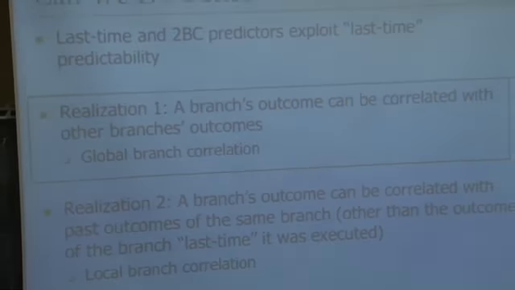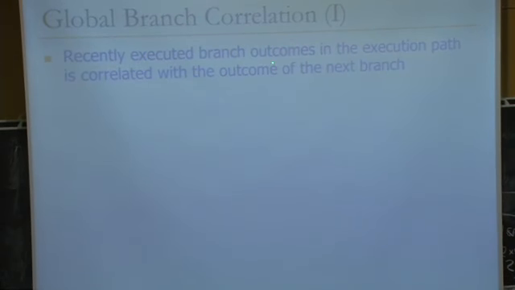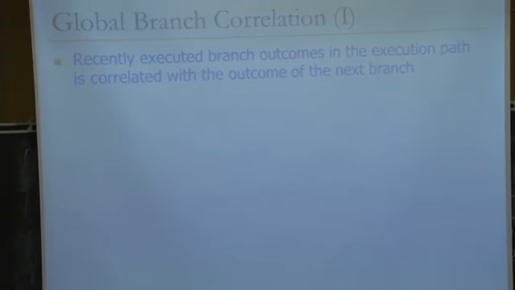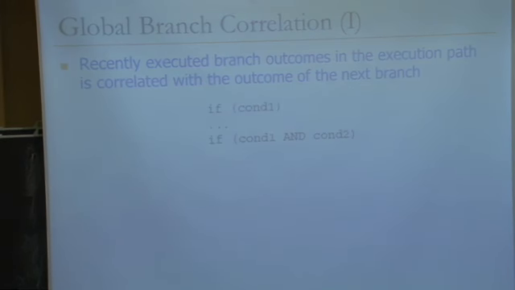Okay, we will get to this, but let's take a look at the global branch correlation. This may be less obvious to you guys. Different branch outcomes are actually correlated to each other. Well, that's what this says. Recently executed branch outcomes and the execution path are correlated with the outcome of the next branch. Well, you've all written code like this, perhaps, right? If condition 1 do something, if condition 1 and condition 2 do something. You know that if the first branch is not taken, then the second is also not taken, right?